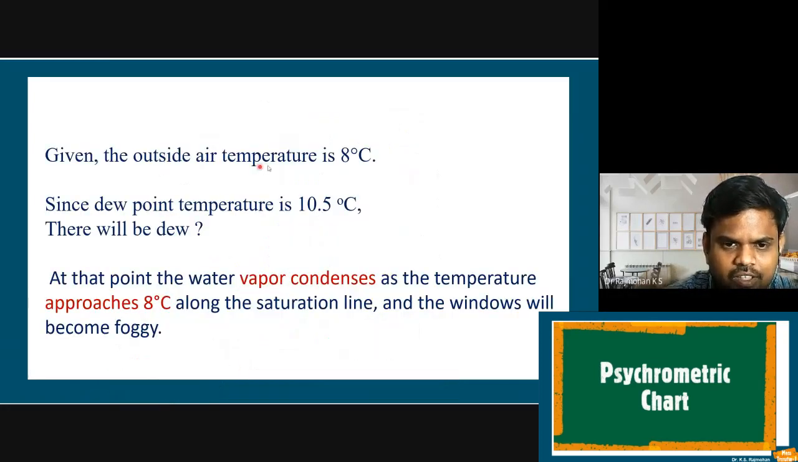It is given that the outside temperature is 8 degrees Celsius. So what will happen? There will be dew. At that point, the water vapor condenses as the temperature approaches 8 degrees Celsius along the saturation line, and the windows will become foggy. So that is the answer. This is a simple question. If you know the dew point temperature and the outside temperature is less than the dew point temperature, obviously there will be fog. That is the answer for this question.